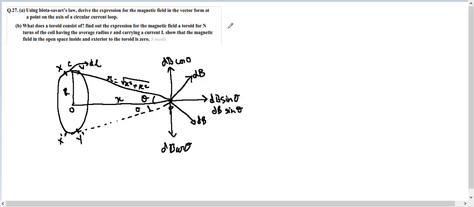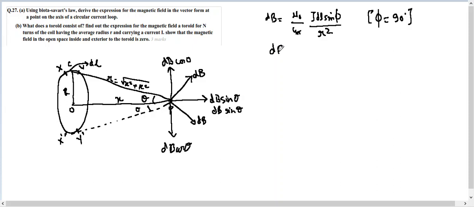Now, according to Biot-Savart's law, the magnetic field due to the small element dl at xy at point P is dB equal to mu naught upon 4 pi I dl sin phi upon r square, where phi is the angle between I and dl. That angle phi is always 90 degrees, because as I told you earlier, the plane of this loop is perpendicular to the surface. So phi is 90 degrees, therefore sin phi is equal to 1. Therefore dB is equal to mu naught upon 4 pi I dl upon r square.